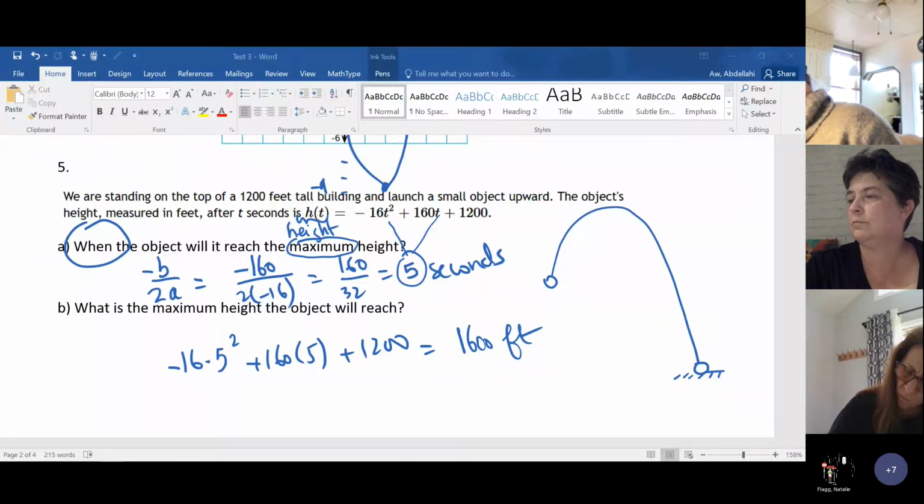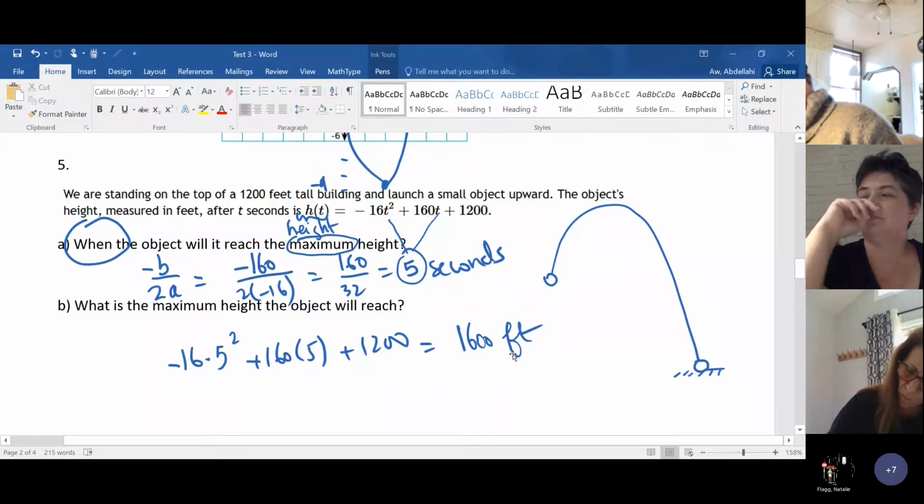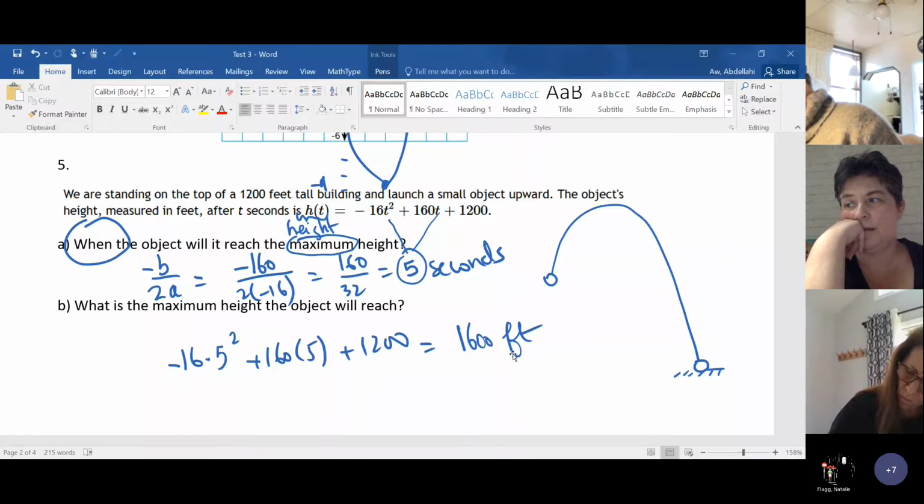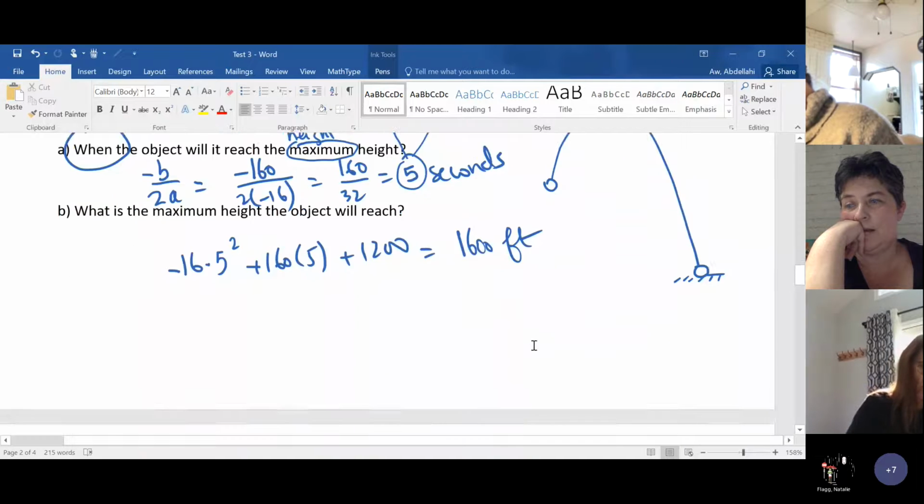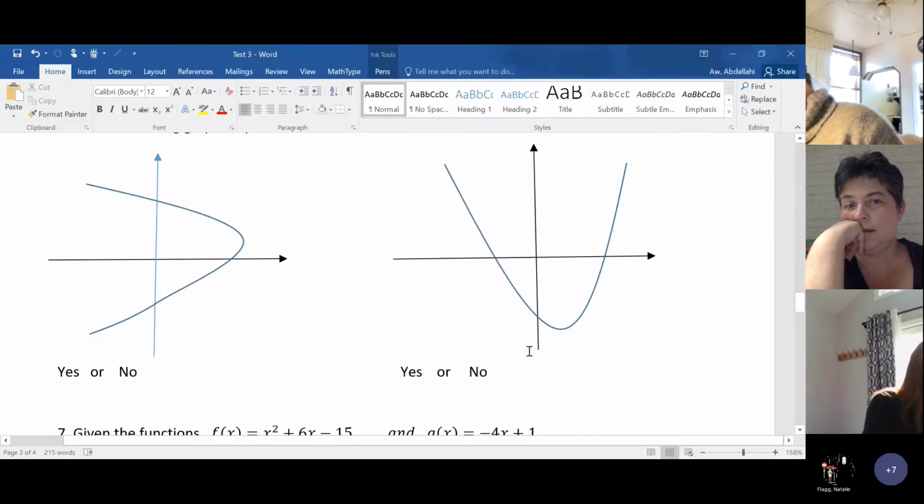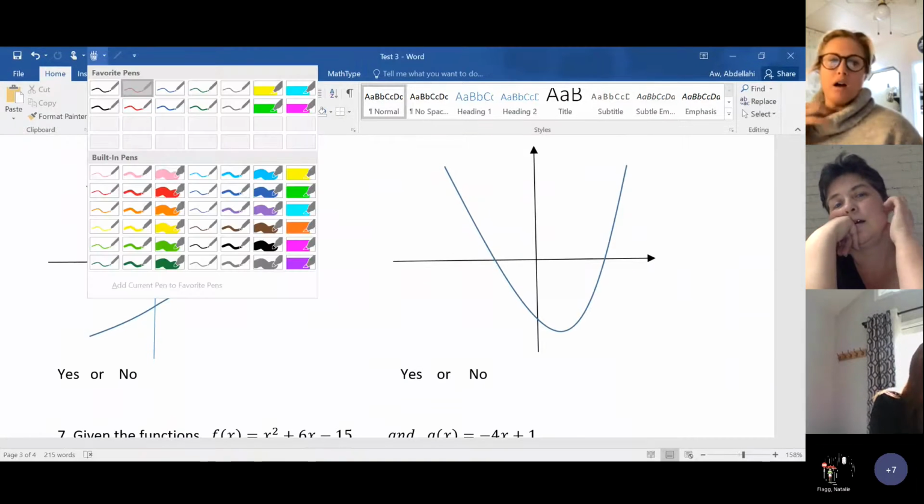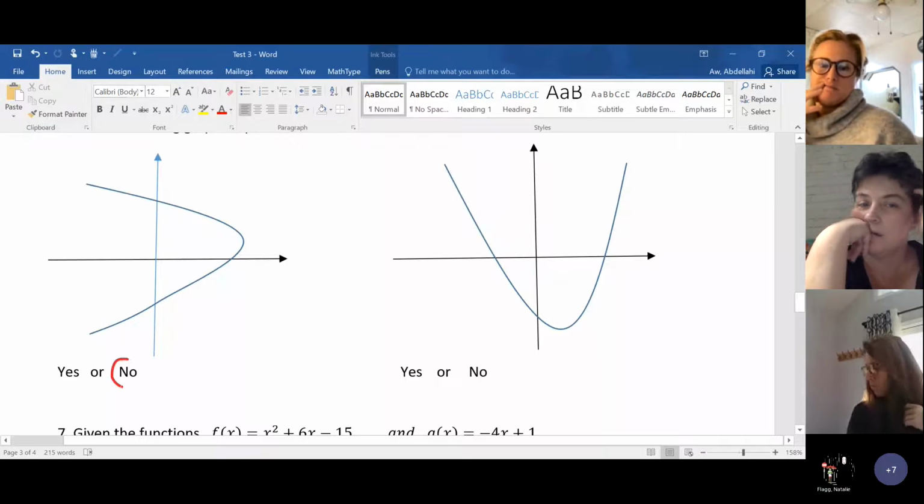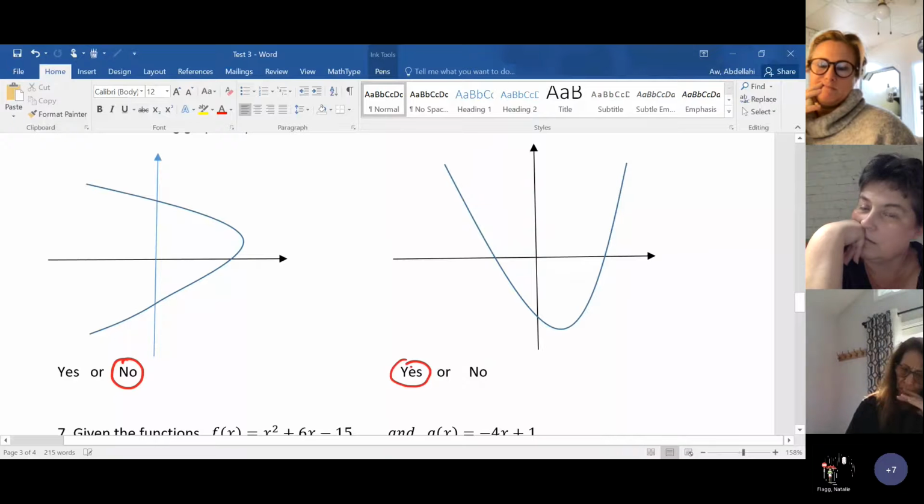And then the variations: varies directly where y equals kx, varies inversely y equals k over x, etc. Now, the first one is not a function because it fails the vertical line test. This is a function because it passes the vertical line test.